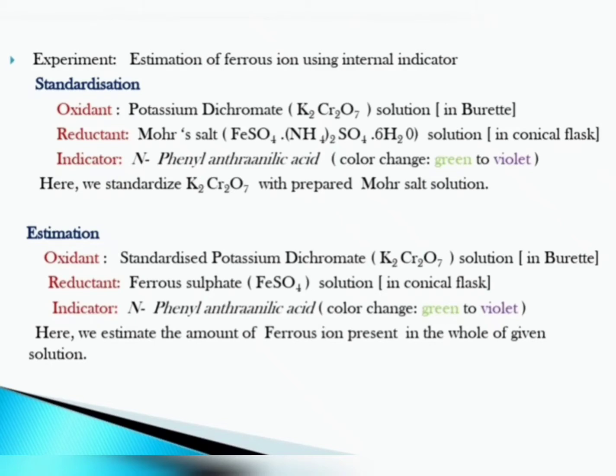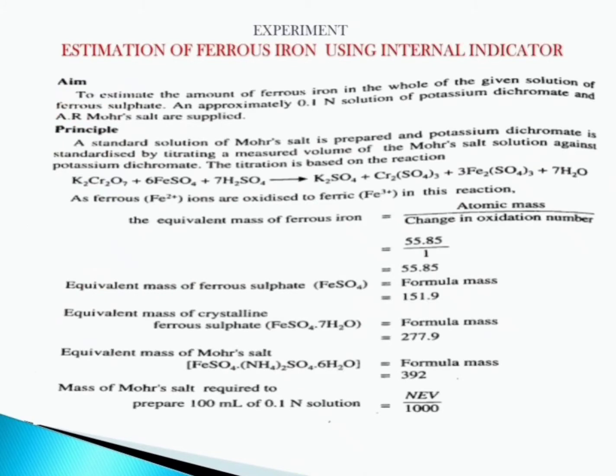The next step is estimation, for which we are taking potassium dichromate in the burette, which is standardized and whose accurate normality is known to us, and in the conical flask we are taking the ferrous sulfate, from which we need to estimate the amount of ferrous ion. Here also we are adding N-phenylanthranilic acid to detect the endpoint.